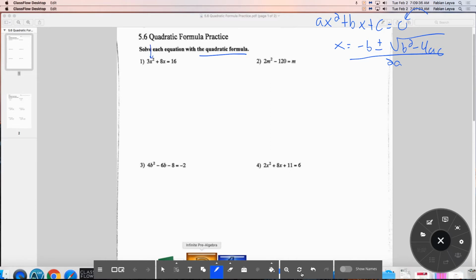You are looking for an x that when you square it, times it by 3, and then you add 8 times that same x, it is equal to 16. That is what we're doing. We're looking for an x to make this equation true. The way we're going to do it is by the quadratic formula.